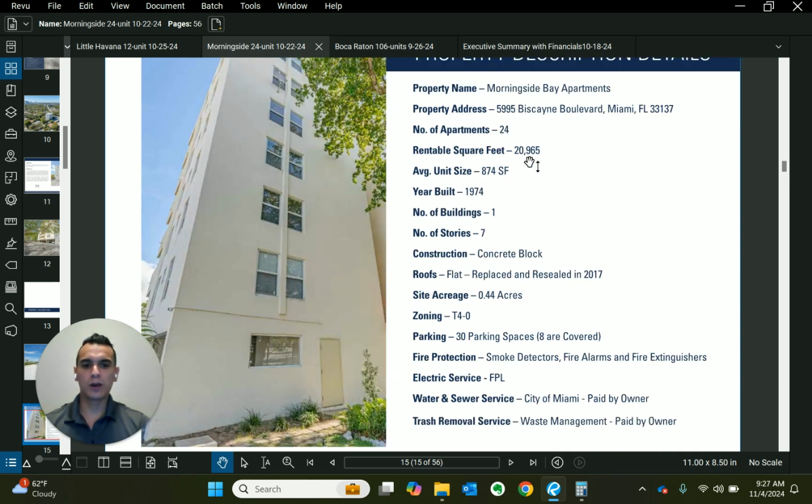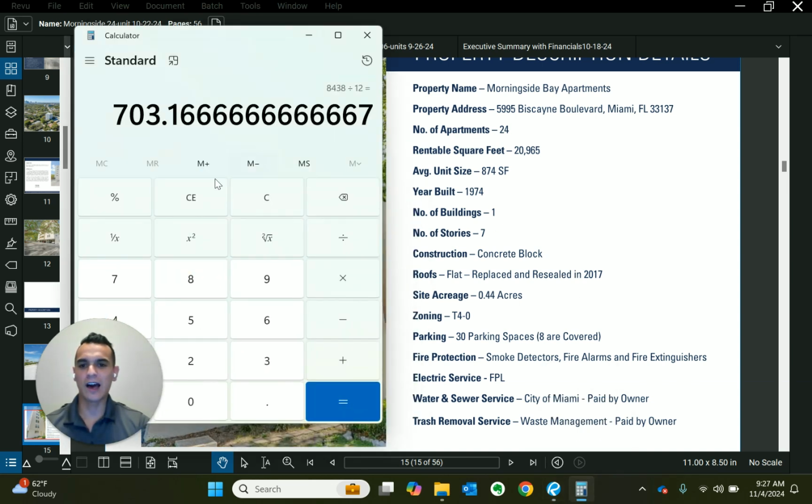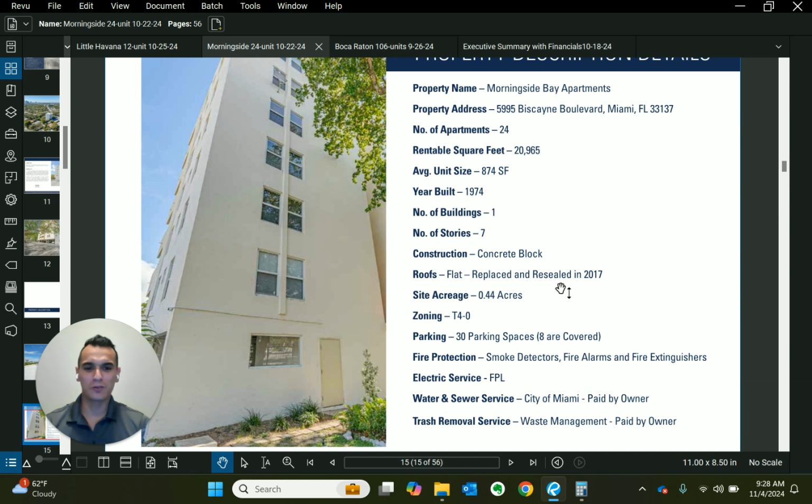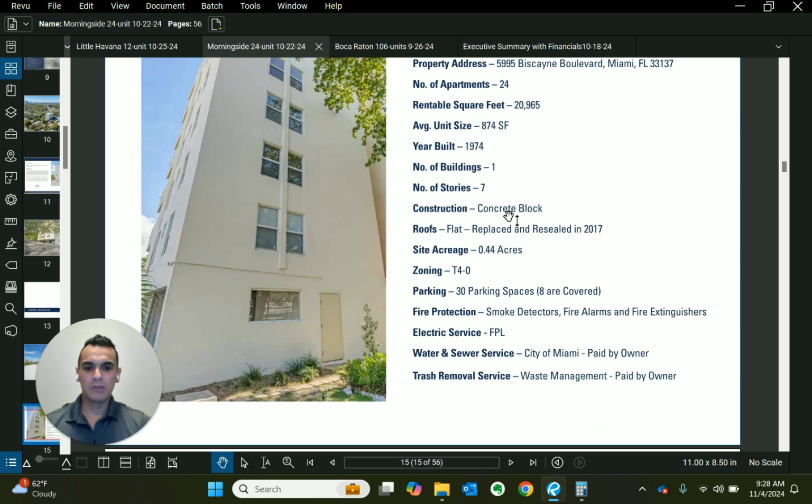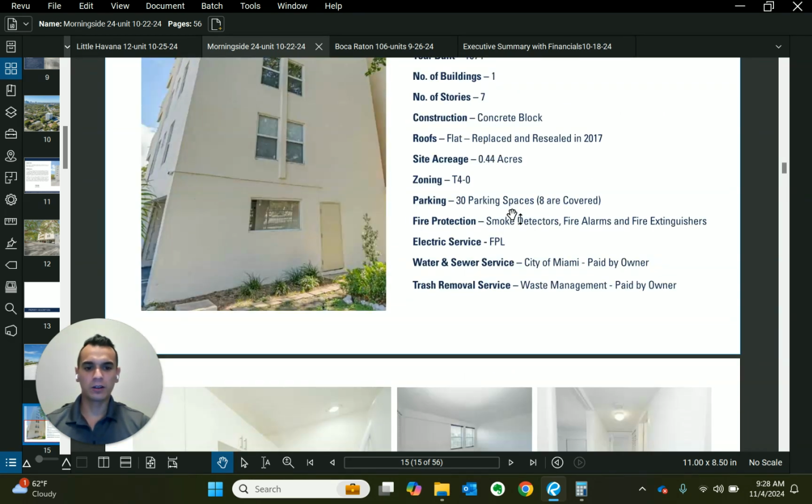So rentable square feet, 20,965. So they actually use rentable square feet here as opposed to the last one we looked at. So I'm quickly going to do a breakdown here and say over 24 units, 873, and that's a similar number they've got here. So again, just trust but verify. Number of buildings, concrete block.